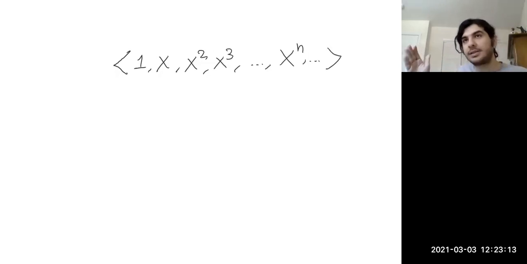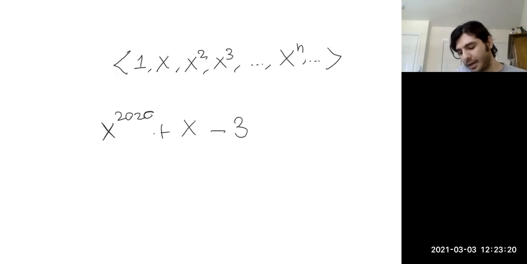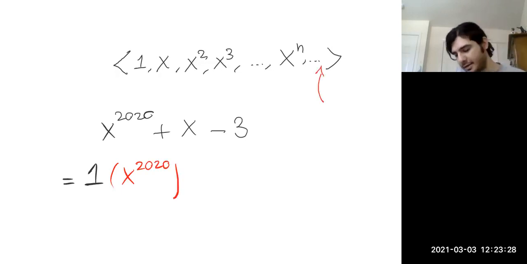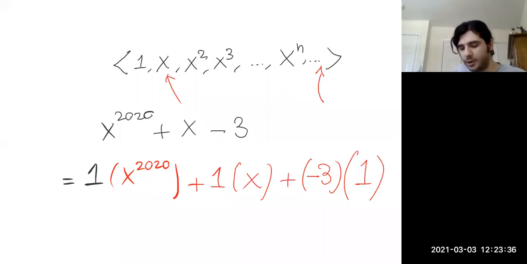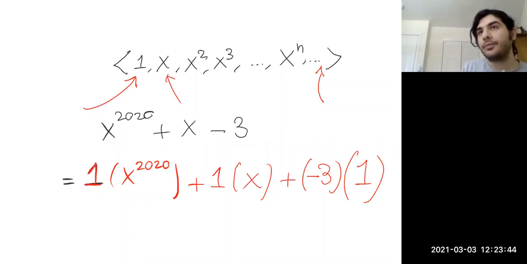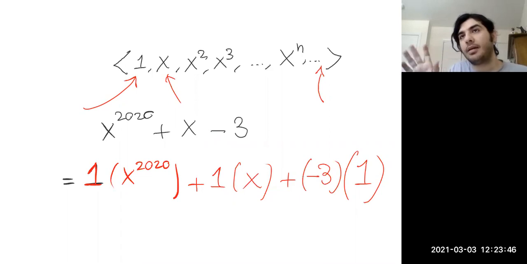Any polynomial, of course, can be written as a linear combination of these things, right? For example, x to the 2020 plus x minus 3 is 1 times x to the 2020, which is somewhere here on my list, plus 1 times x, which is here, plus minus 3 times 1, which again is here on my list. So I can construct this as a linear combination of polynomials, but only when there are infinitely many of them. Okay.